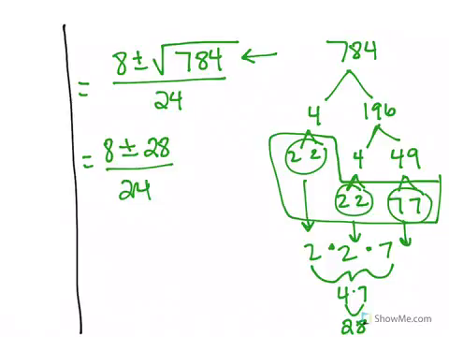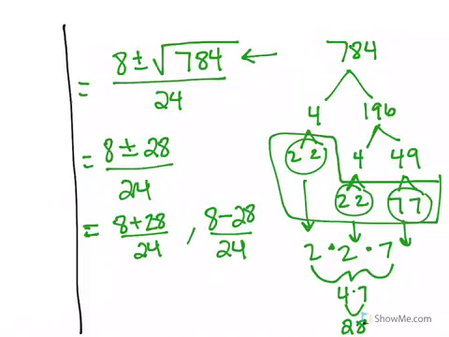Then we can just go ahead and actually do the math. In the last problem, I told you could leave plus or minus as an answer, and that would be it. However, in this case, we have 2 different numbers, and we need to simplify them all the way down. So I'm going to rewrite this as 8 plus 28 divided by 24, and 8 minus 28 divided by 24.